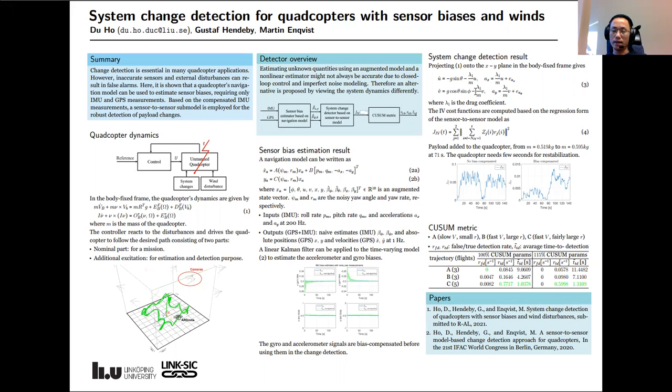To do it, I need to test the quadcopter in simulation and in experiment. For the real test, we design a path for the quadcopter consisting of two parts. The first is nominal, like a mission where the quadcopter flies from point A to point B, and the second is additional excitation, mainly for estimation and detection.